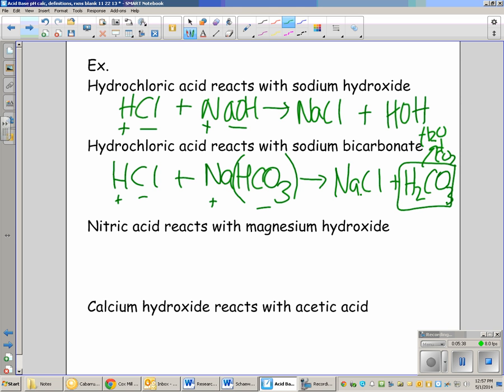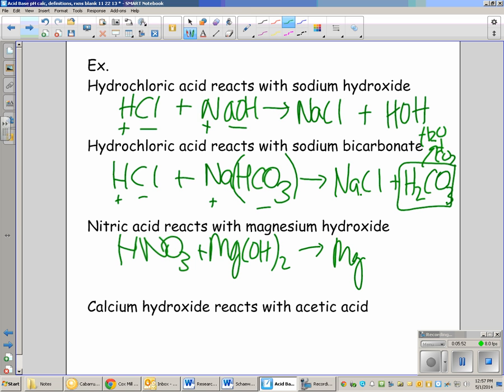All right, nitric acid. HNO3 plus magnesium hydroxide, Mg(OH)2, yields Mg(NO3)2, because of the crisscrossing of the charges. HOH, balance. Fix it. 2 in front of the HOH, and is that it? 2 in front of the HNO3, right, because I have 2 NO3s over here, so I need to balance by putting a 2 over here.